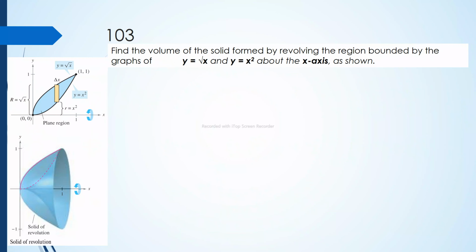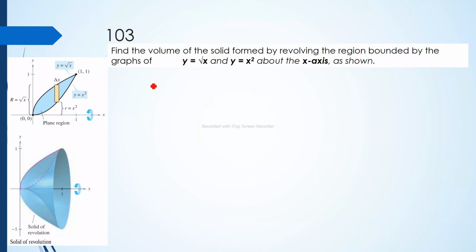Okay, let's proceed with our third example. Find the volume of the solid formed by revolving the region bounded by the graphs y is equal to square root of x and y is equal to x squared about the x-axis as shown. Okay, so we already have our graph. We have our solid of revolution shown here.